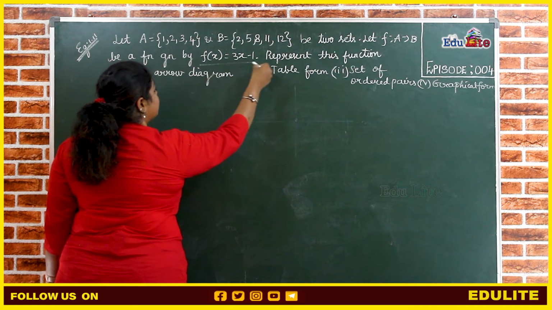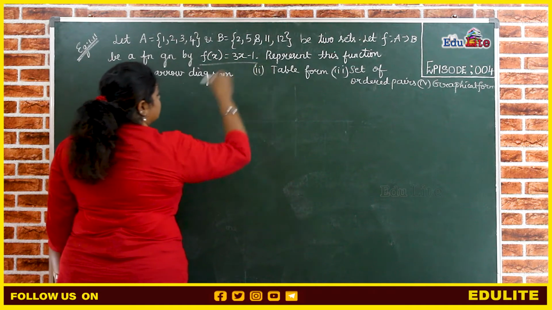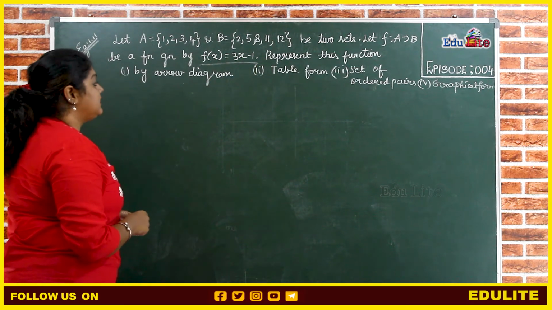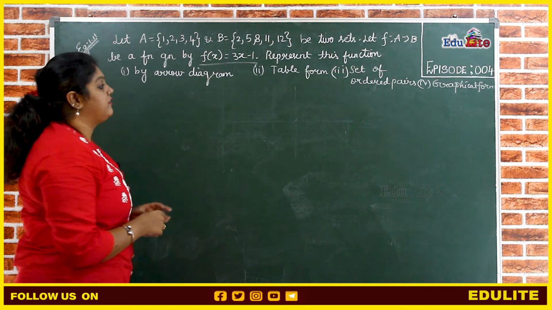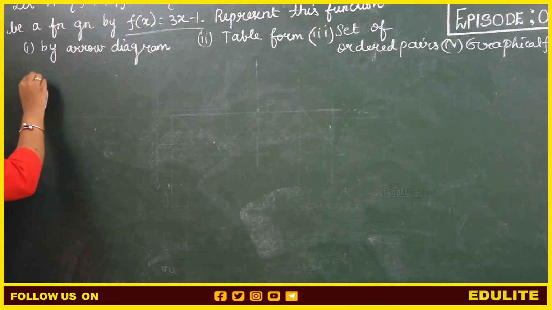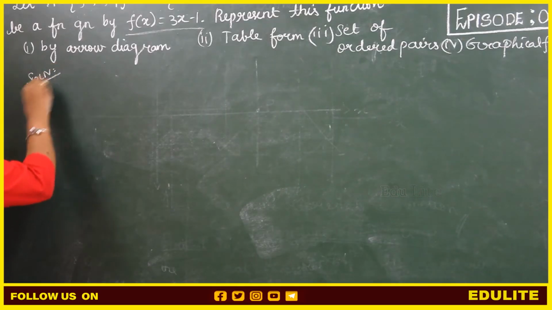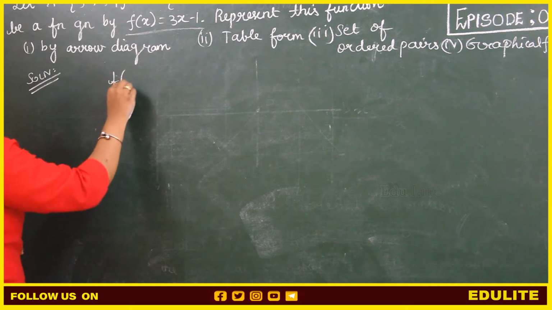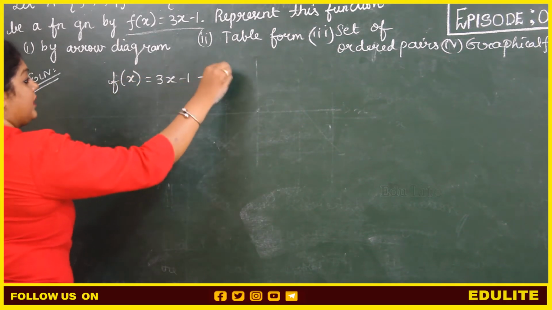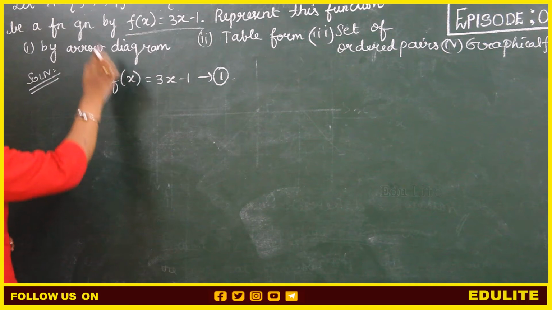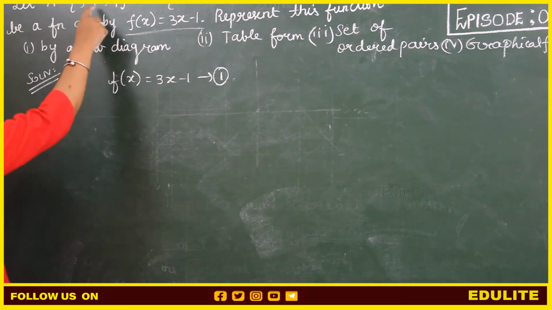To find that, we are given the function f of x equals 3x minus 1. So we will use that and represent the function in four forms. Let us begin. We will consider the function f of x equals 3x minus 1 as equation 1. The x values are nothing but the values in A.